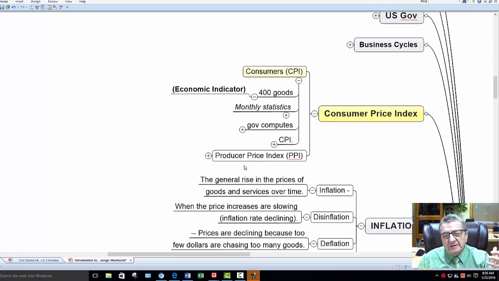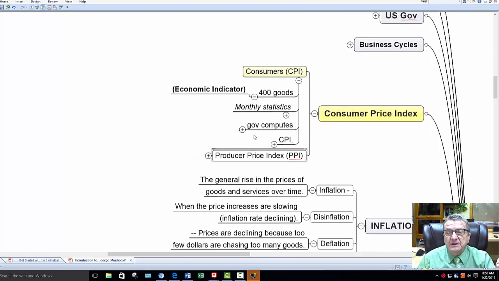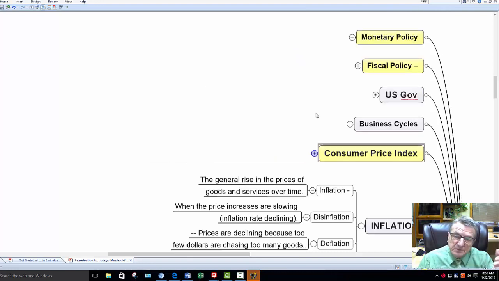Okay, and the producer price index, or the PPI, is basically another indicator. It looks at wholesale prices and changes in the pricing. These are indicators of what's going on with the economy.